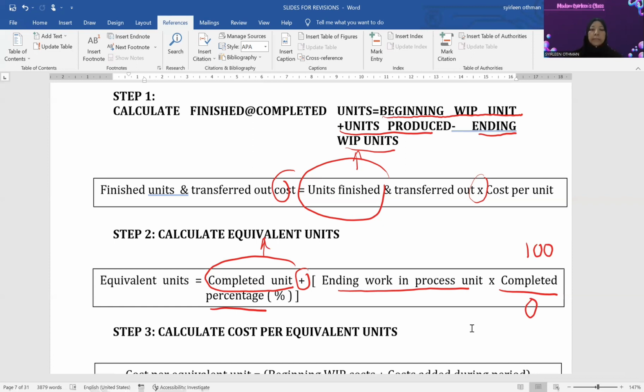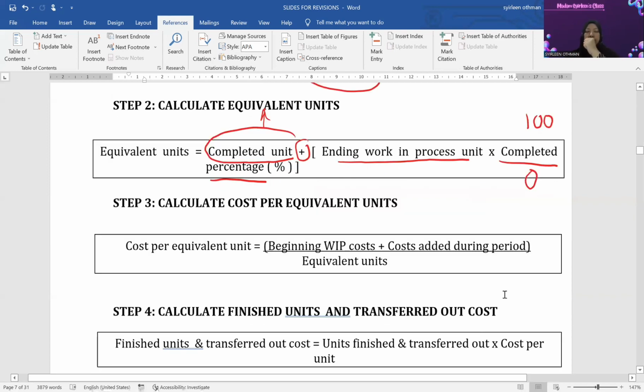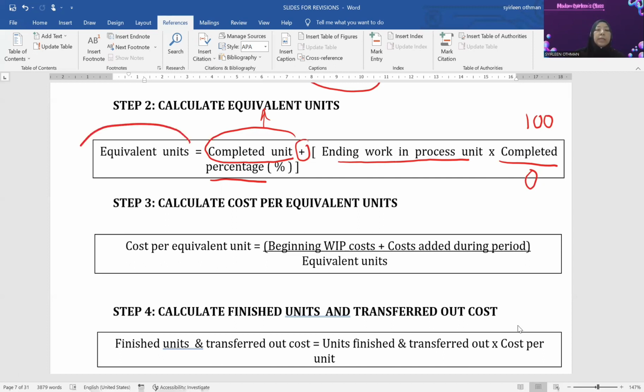Next, we are going to calculate the cost per equivalent unit. Tadi item kita jawapan semua dalam unit, so kita belum lagi mengira dalam bentuk ringgit Malaysia. Once you move to step 3, you are going to calculate the cost per equivalent unit. So the equivalent unit yang kita dah kira di step 2 will be used to calculate the cost per equivalent unit in step 3.